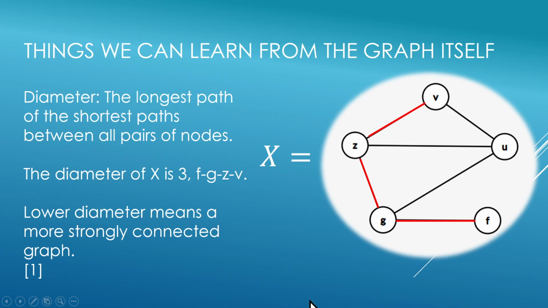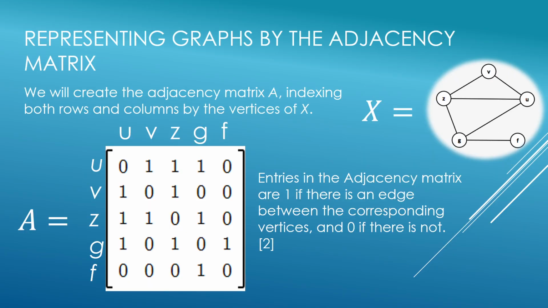In simpler terms, diameter describes the worst case scenario if you had to go from one random node to another. The worst case scenario for this graph would be 3. The lower that number is, the more strongly connected a graph is, because it's easier to get between all the nodes faster. Your worst case scenario is lower if the diameter is lower.